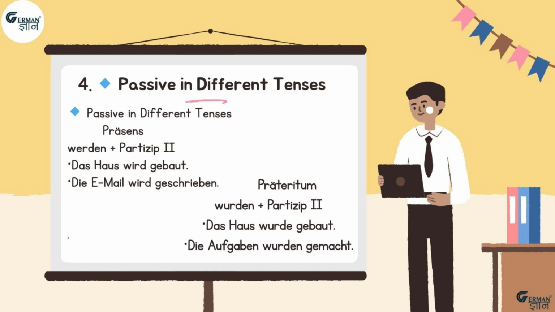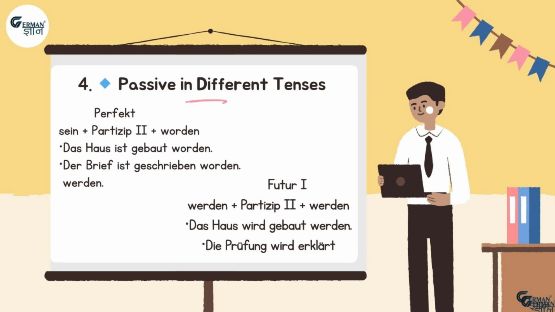And then for preteritum, the sentence structure is same. We just have to change the conjugation from werden to wurden. So the structure is wurden plus participle zwei. For example, das Haus wurde gebaut and die Aufgaben wurden gemacht.